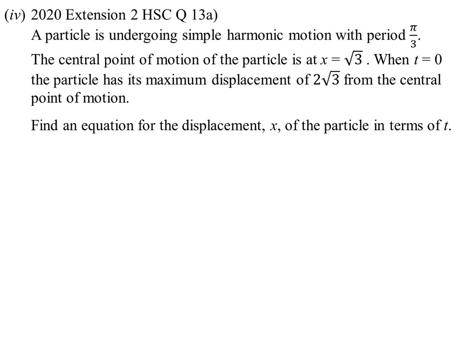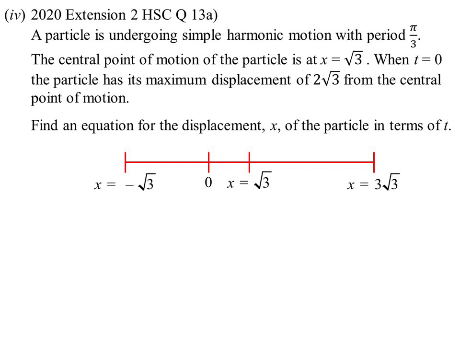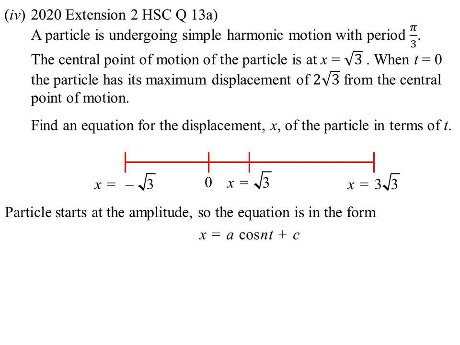We have to work out the equation for the displacement, and I'm just a huge fan of drawing pictures to try and get my head around what it's saying. I'm used to the center being at 0, but this one's not. It's at x equals root 3, so that is the center of my motion. But they told me it has a maximum displacement of 2 root 3 from the center point of the motion. Therefore, it must go out to 3 root 3 on this side, and on the left-hand side, it's out to minus root 3.